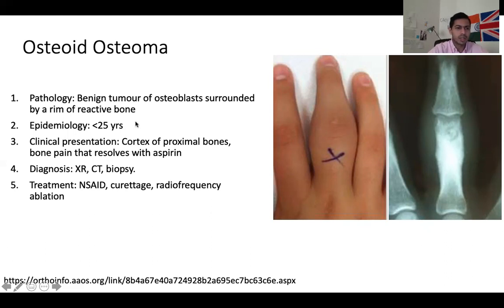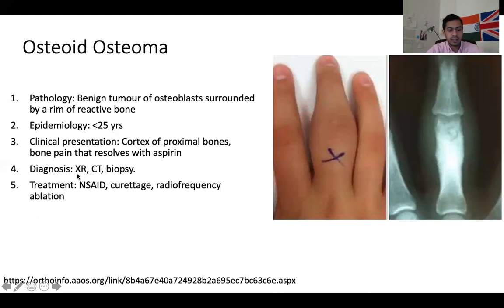Epidemiology, it tends to be more common in younger adults, less than 25 years, with equal distribution. It can affect males and it can affect females. Clinical presentation, as I've just mentioned, tends to affect the cortex of the proximal bones, also quite common in the feet. And it's a bone pain that resolves with aspirin. This bone pain tends to be more common at nighttime as well, but it does resolve with aspirin.